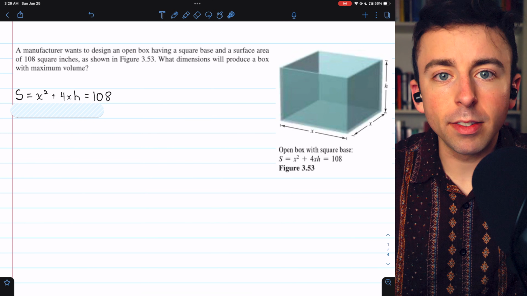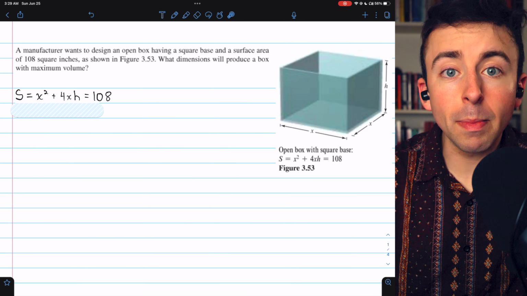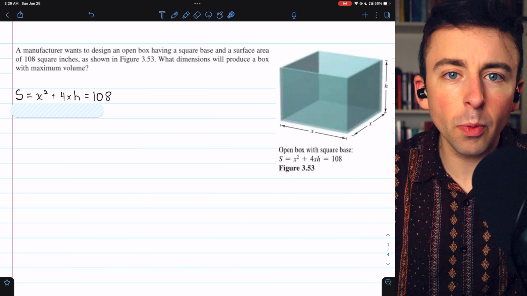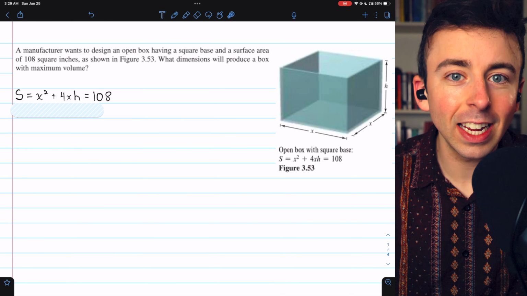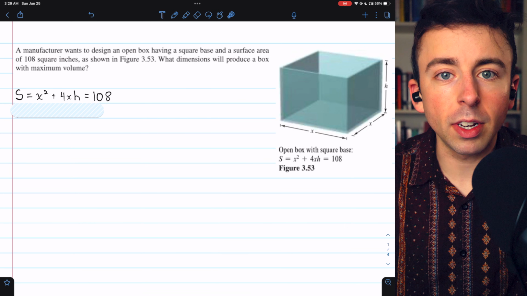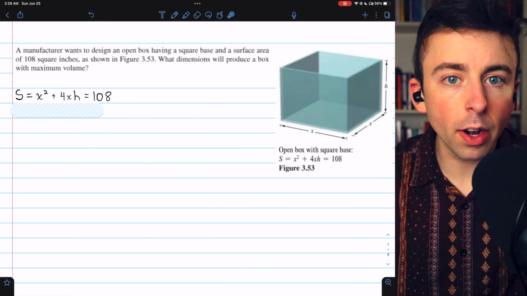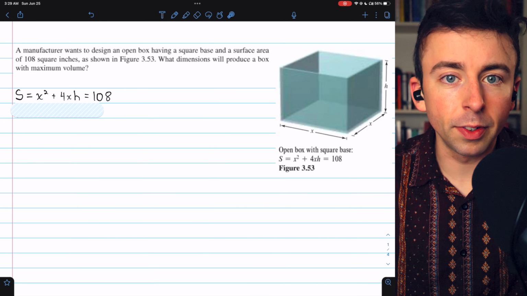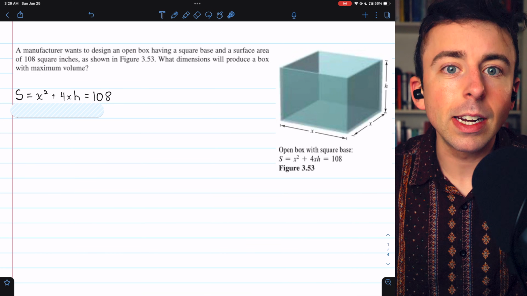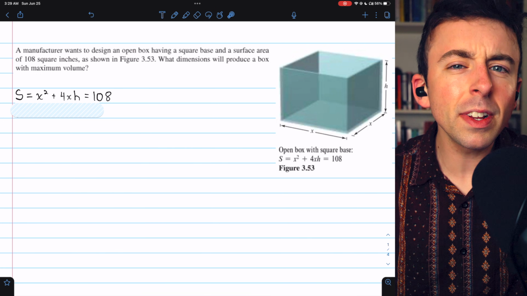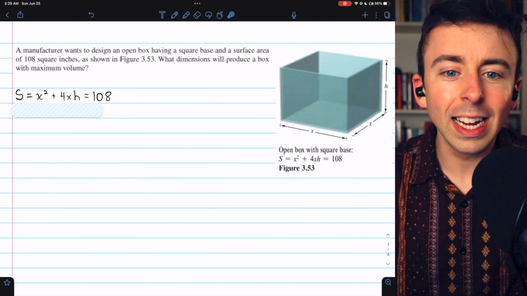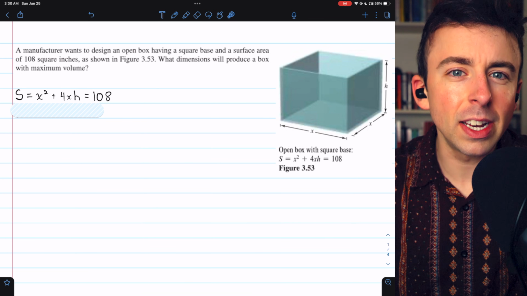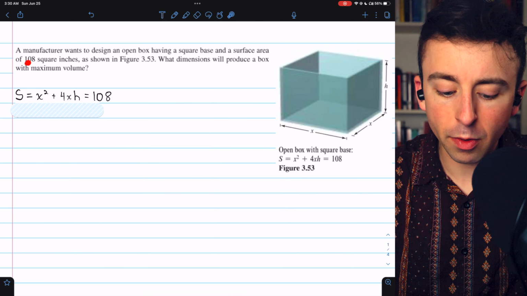Our first step in solving an optimization problem is to make a sketch if we can. In this case, we already have a figure to use, so we don't have to do any sketching. Then we want to make sure we understand what quantities are given and what quantities we might need to figure out. In this case, we're given the surface area, and this is pretty common in an optimization problem that you'll be given some sort of restriction. In this case, we're trying to maximize the volume given the restriction that we need a surface area of 108 square inches.